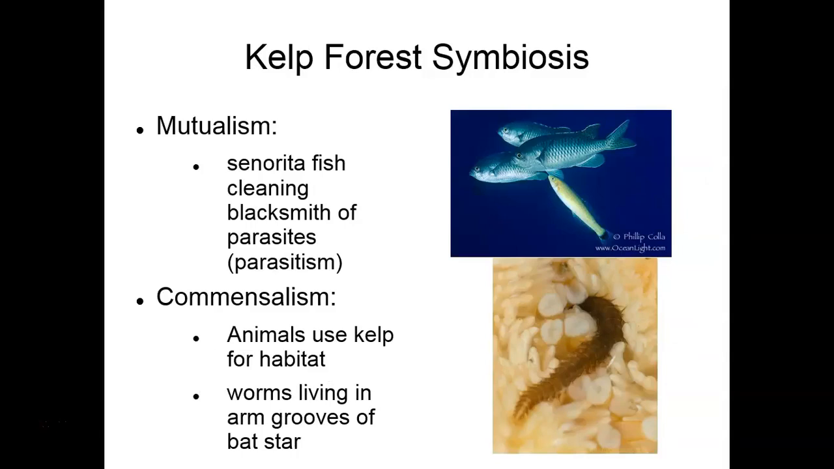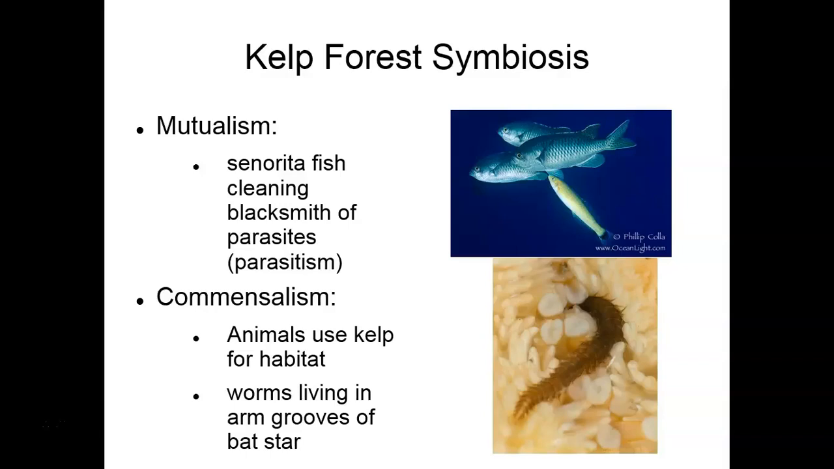Okay. Now there are some symbiotic relationships that exist in the kelp forest, just like in the coral reefs. So we have examples of mutualistic relationships. For example, in this image here, we see a senorita fish cleaning the parasites off of the blacksmith.